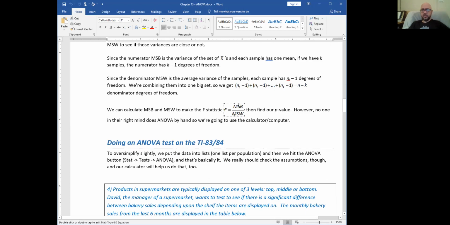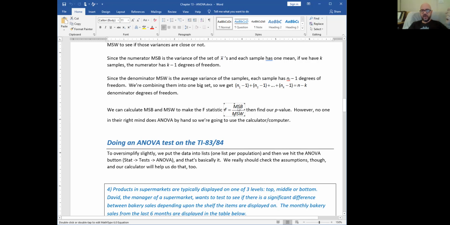MSB and MSW. Remember the way I described this: the F statistic that we make for ANOVA is the variance of the sample means in the numerator and an average of all the sample variances in the denominator. And that's what MSB and MSW are. MSB stands for mean squares between. You want to think of mean squares as variance.